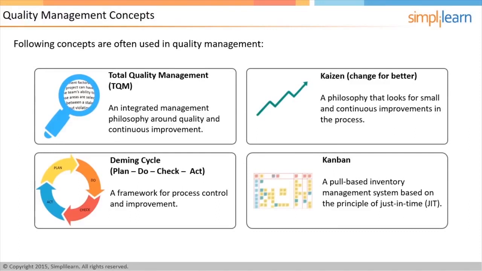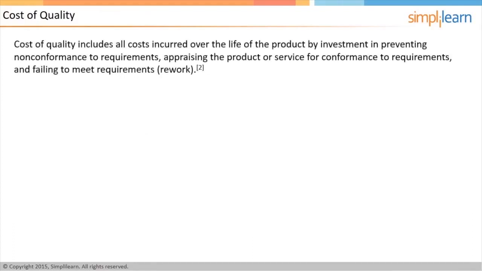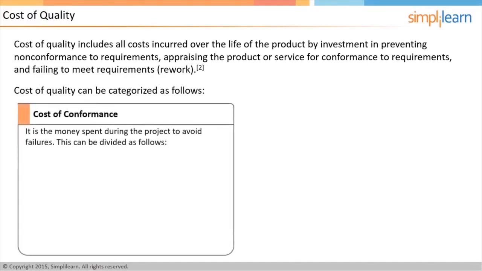In the next screen, let us focus on cost of quality. Cost of quality is the cost that needs to be incurred to make a quality product. The sum of all the costs incurred in ensuring that the project conforms to requirements is the cost of quality. Cost of quality can be broken down into two major categories. First is the cost of conformance, or the money spent during the project to avoid failures.